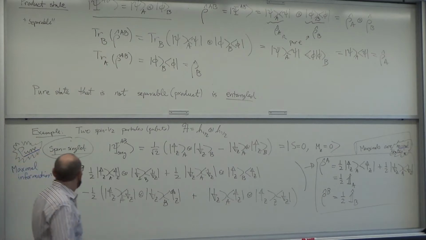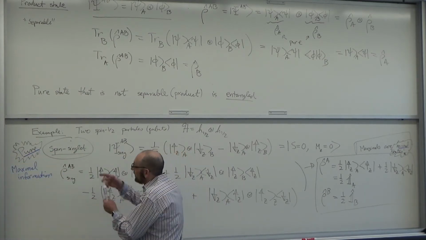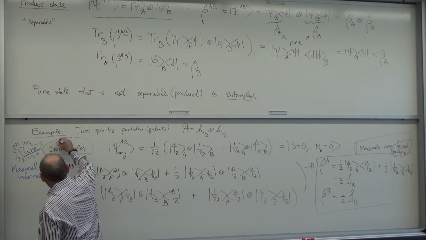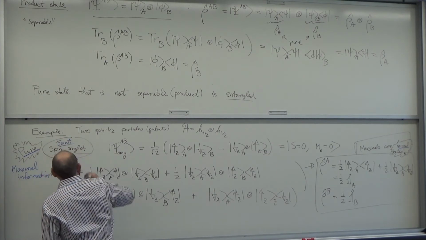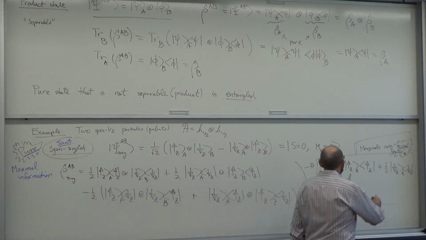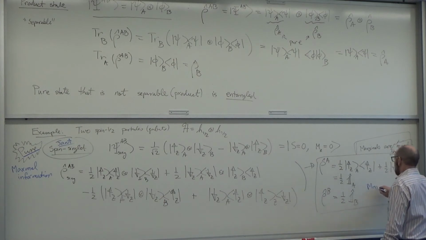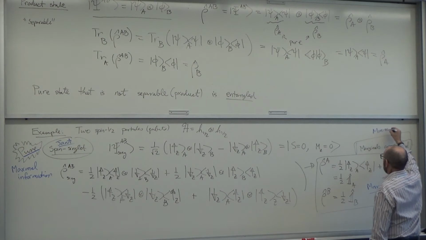On the other hand, the joint system here is maximal information, but the marginals are minimal information.